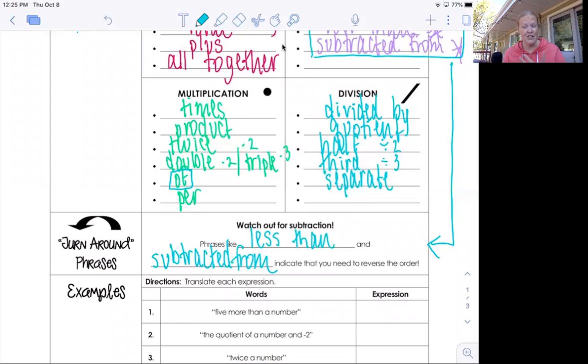I have $5 less than you. Okay, so just be careful when you see those. They'll come up, and I'll try to make a point of those when we translate these. So our goal today is just to translate expressions.